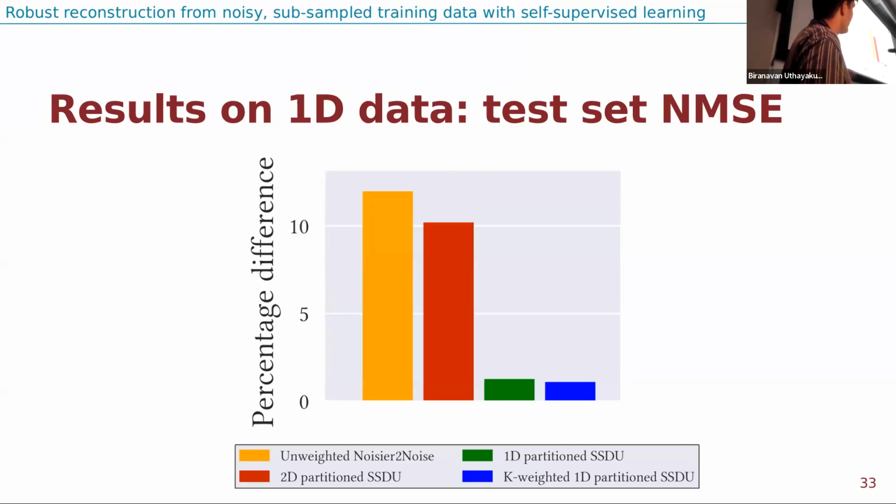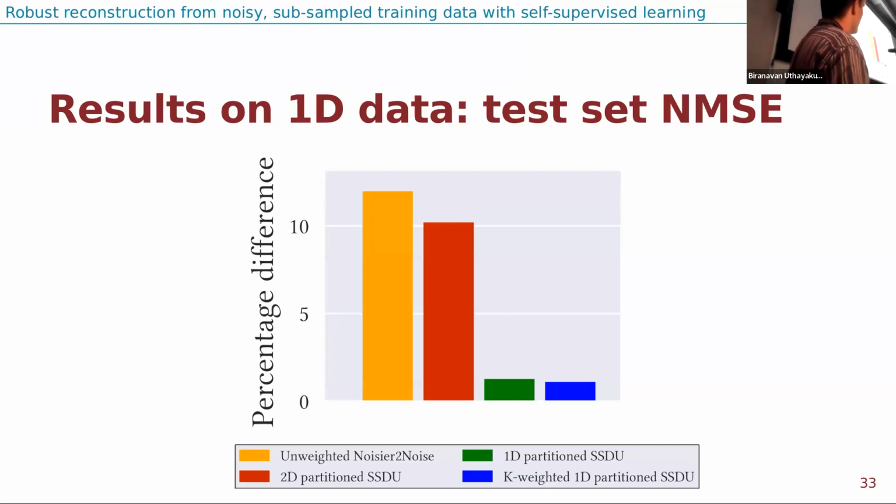So what we found is that, for the 1D sampled data, 1D partitioned SSDU, which is shown in green, considerably outperforms 2D partitioned SSDU, which is the way it was originally proposed. And also this K-weighting gives a further performance improvement. So it's only about 1.5% worse than if we were doing fully supervised training. And I will show on the next slide that qualitatively the reconstructions are very similar.